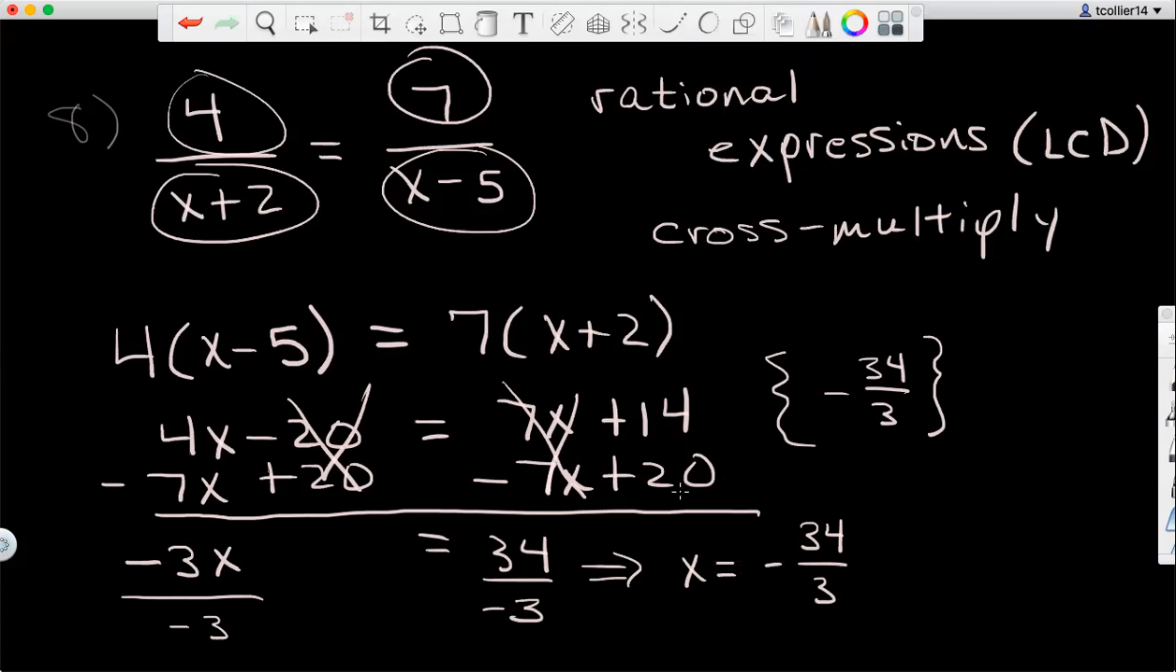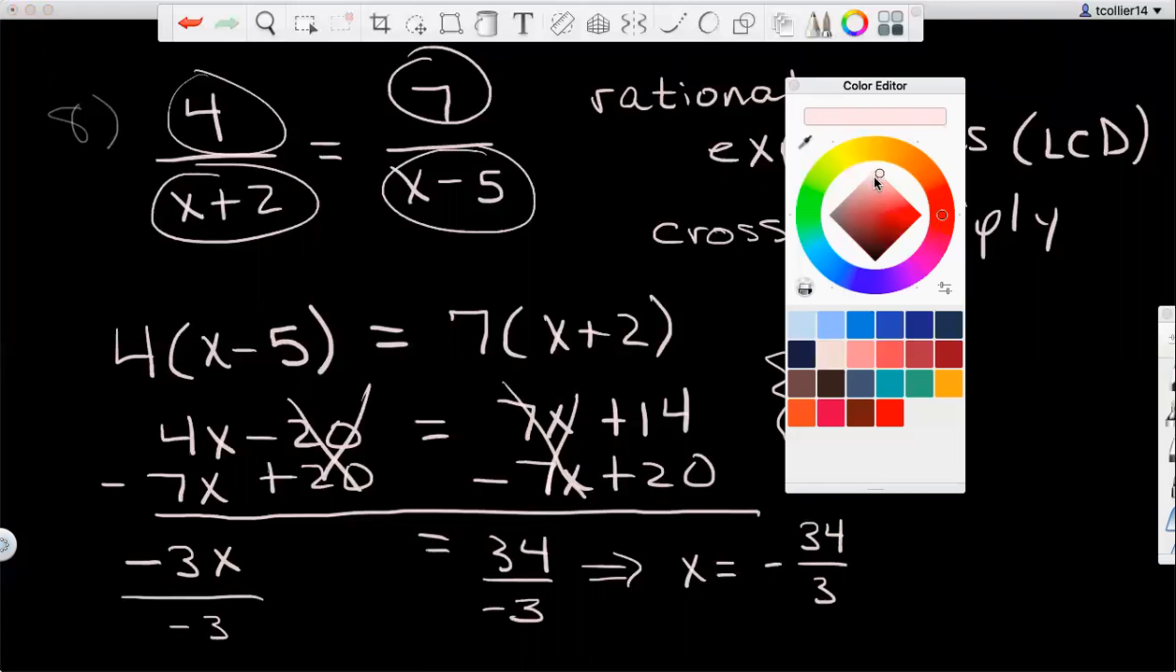Now to check this to make sure that it works, what you could do is you could rewrite the original, just letting x be negative 34 over 3. We could do that and it would work. Usually what I do when I check rational equations is I just make sure I'm not dividing by 0. That's the main thing. That's what I don't want to do. I don't want to divide by 0.